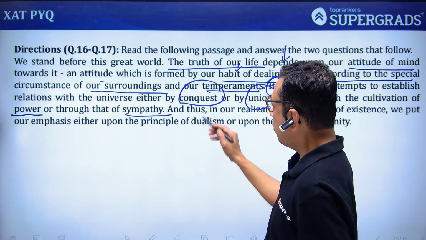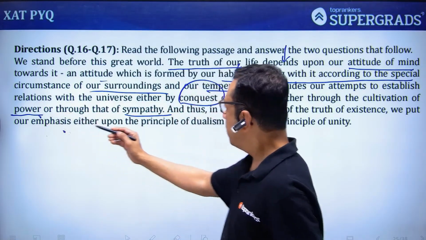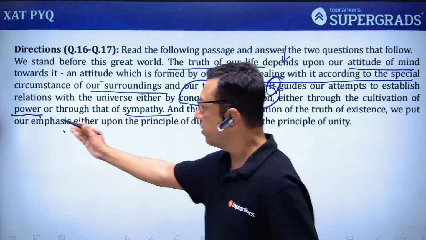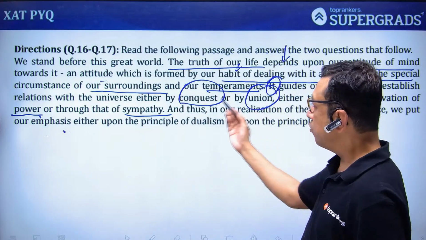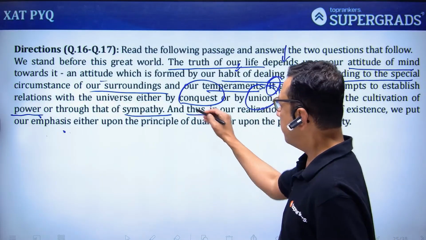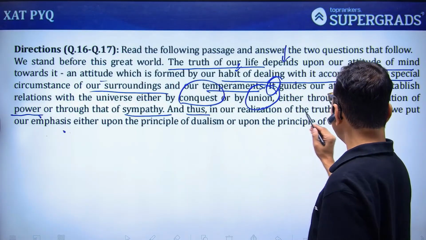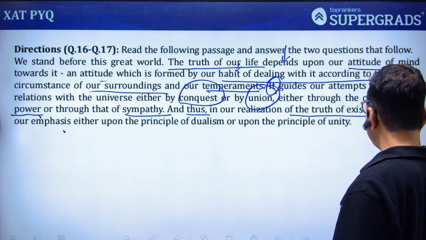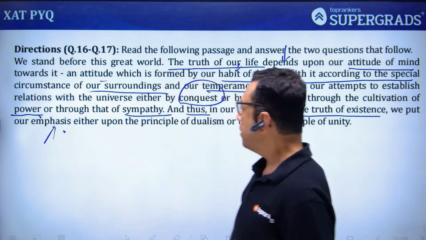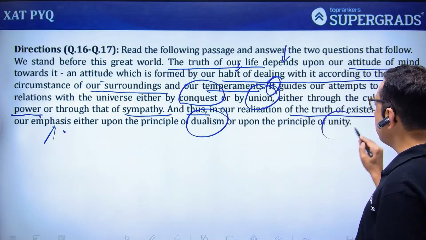So, a conquest reconciles with power, ठीक है, and union reconciles with sympathy. Conquest को आप power के साथ जोड़ सकते हो और union को आप sympathy के साथ जोड़ सकते हो. Correct? And thus, therefore, this is drawing it out. In our realization of the truth of existence, which is there in the option, we put our emphasis either upon the principle of dualism or upon the principle of unity.